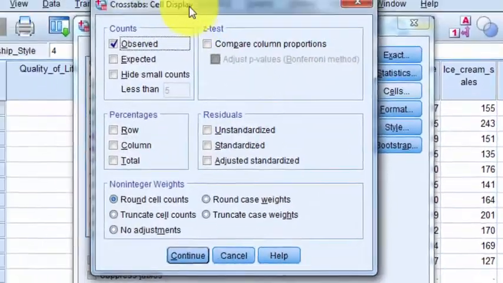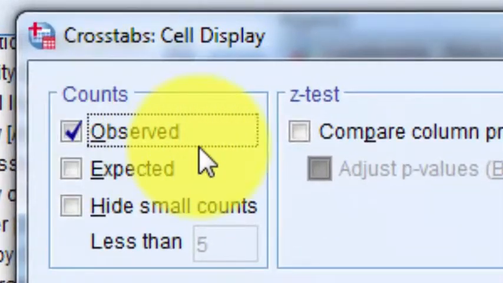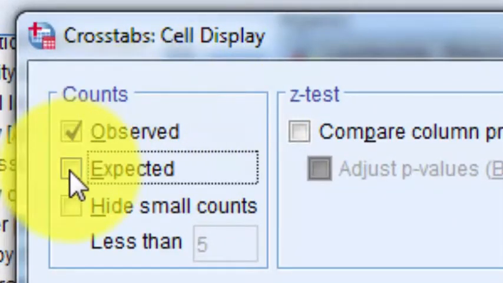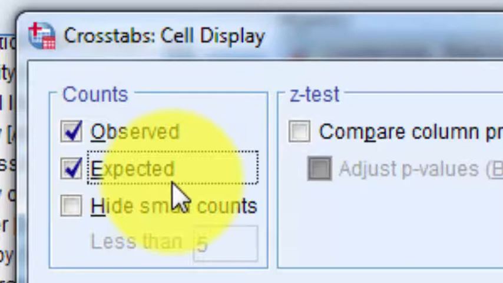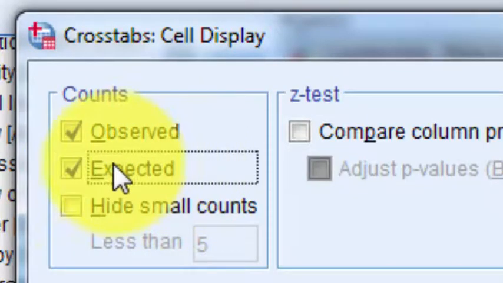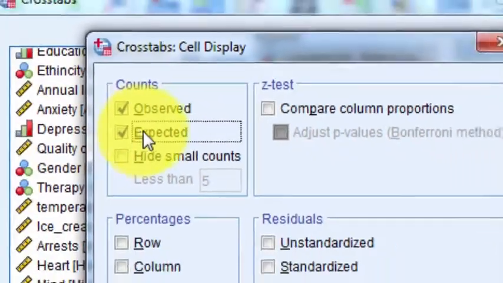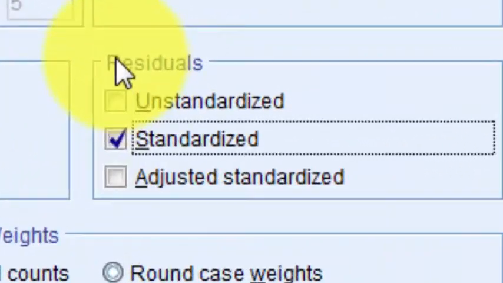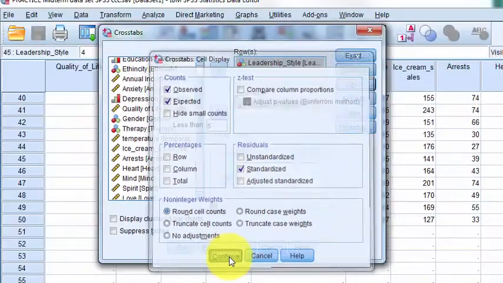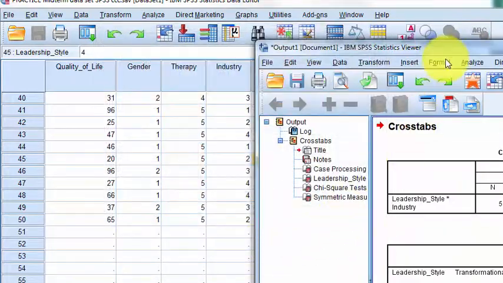The cells. Observed are the real numbers, the counted numbers, and expected are the numbers if the null were true. Okay, say that over and over again. The expected values are if the null is true. And we always want to look at the standardized residuals, because if there is a significant association in there, this kind of indicates where it is. Okay, click OK, click OK.